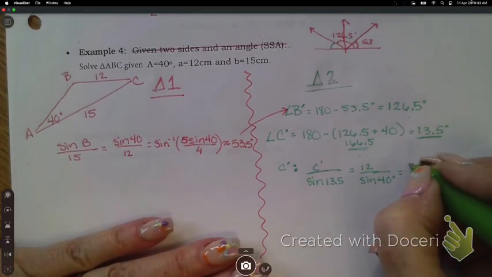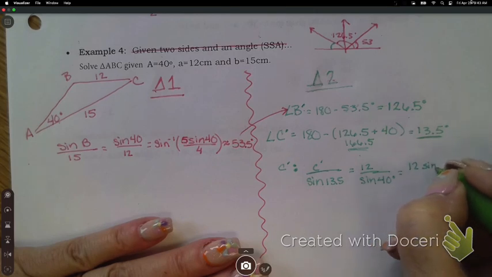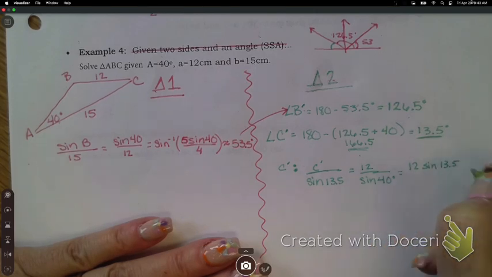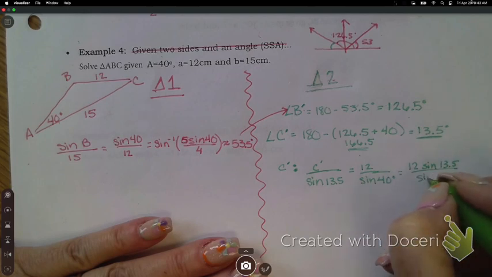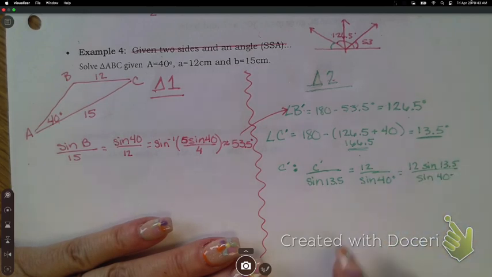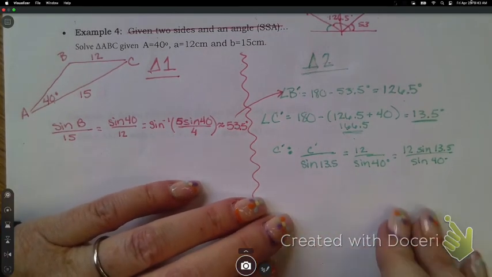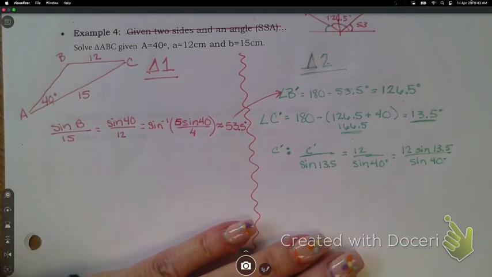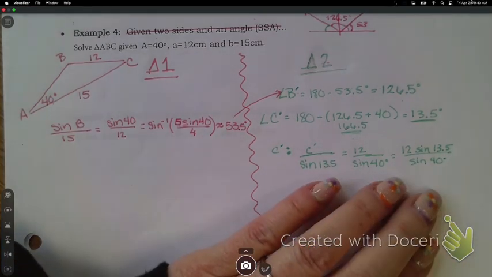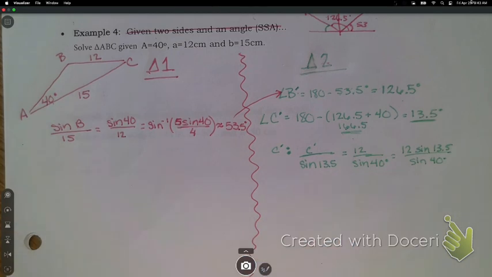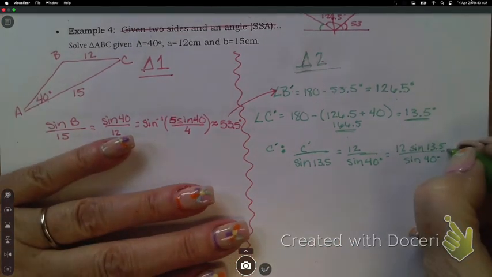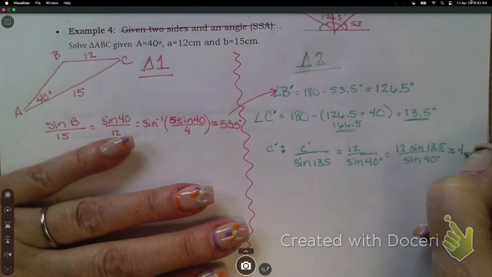So it's going to equal 12 sine of 13.5 over sine of 40. And make sure you guys are leaving room because we're going to go back once you learn area and we're going to find the areas of all these triangles. So 12 sine of 13.5. Do you guys agree? 4.4 cm. Okay. So it's approximately 4.4 centimeters.